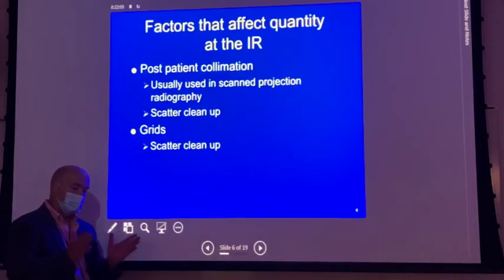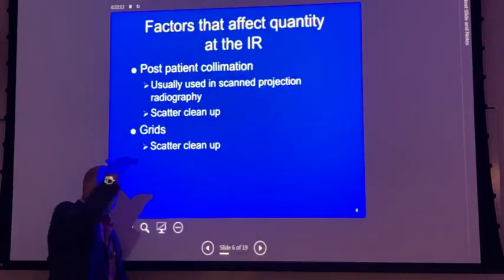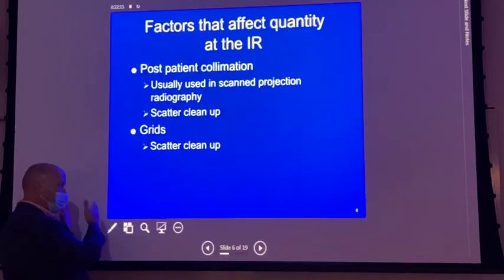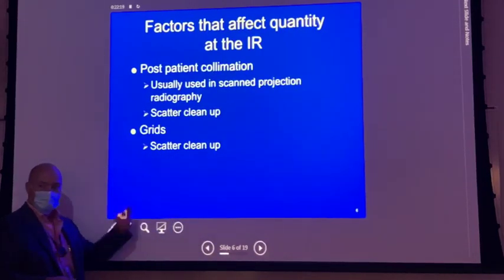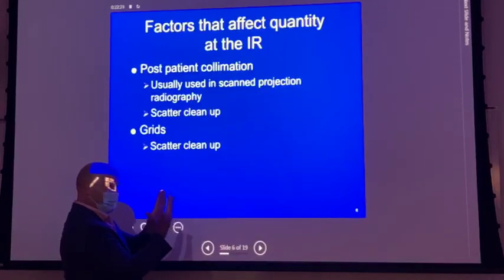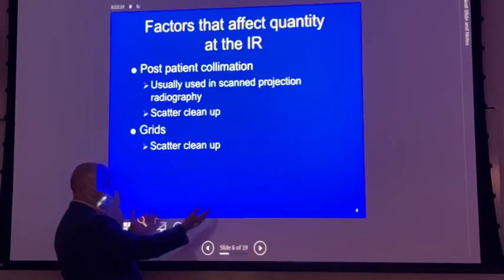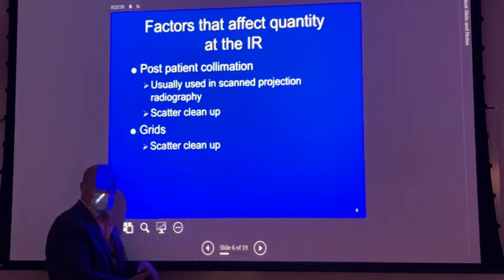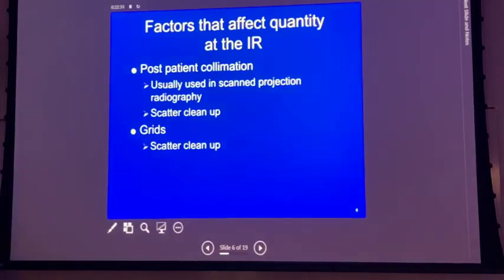What they do is they collimate tightly to a fan-shaped beam, so the beam is very tall, because you're just doing chest x-rays. It's very tall, but it's very thin. It scans across the patient from one side to the other, to the image receptor. They have pre-patient collimation to make it a very thin x-ray beam, and then post-patient collimation to get rid of some of that scatter before it hits the image receptor. So they use that in scan projection radiography.